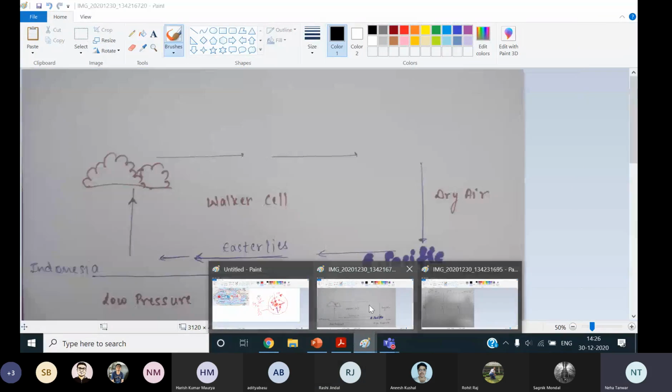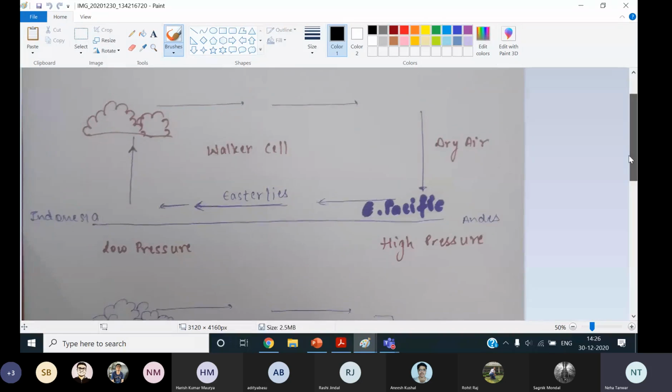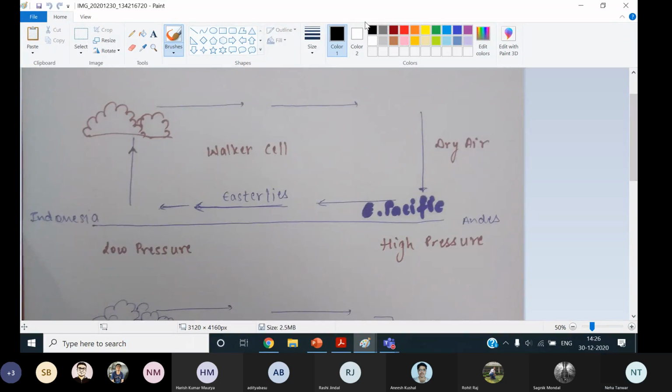We were talking about the Pacific Ocean, and let's look at the atmospheric condition of the Pacific Ocean. That's what I was asking. Does someone have a doubt?